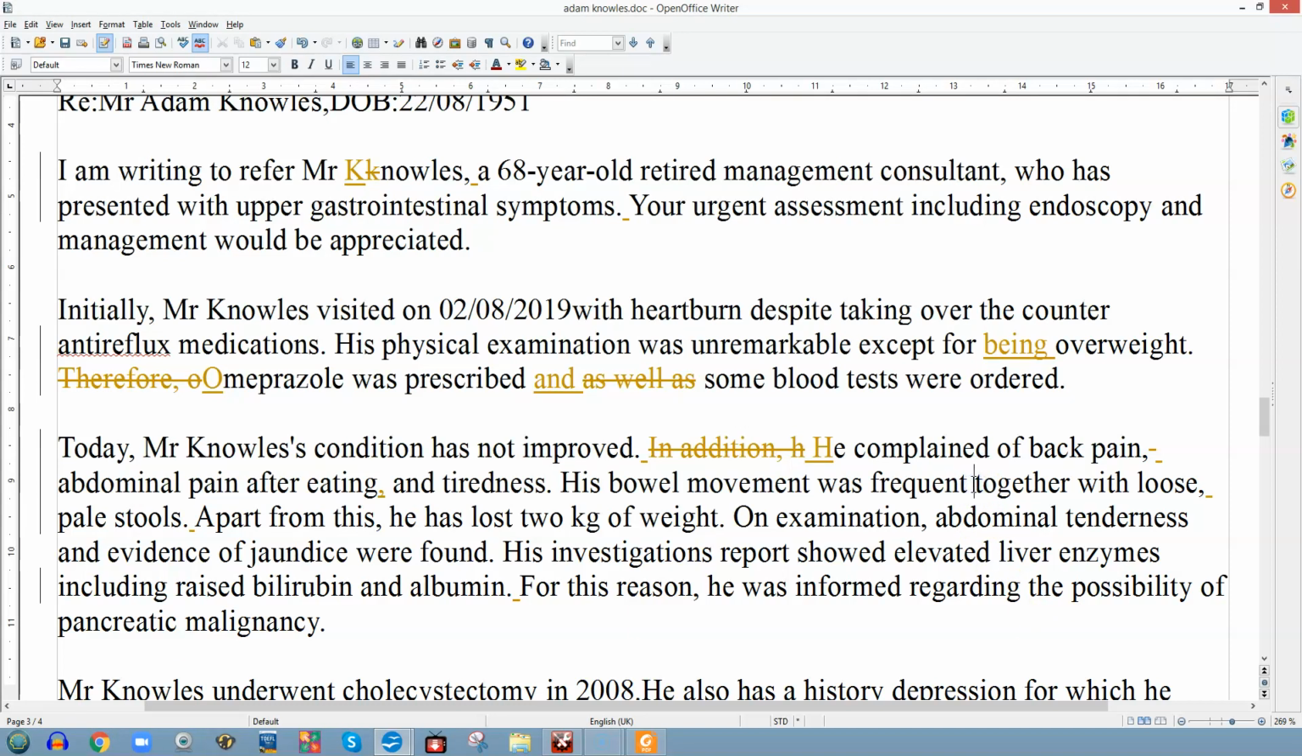Okay, so we don't need this, together with loose pale stools. So back pain and tiredness. 2 kilograms of weight. I would put that group of symptoms together. As long as it's not improved. You go with back pain and tiredness.